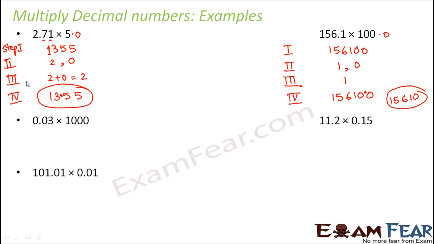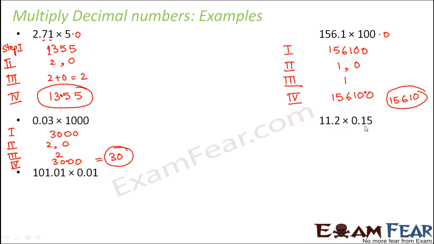Let us now look at the third example where we have 0.03 multiplied by 1000. So forget the decimal sign. So the product would be 3000. In the second step, let us count the number of digits after the decimal point. Here it is 2 and here it is 0. In the third step, find the sum, which is 2, and in the fourth step, let us place the decimal point. So we will place the decimal point here. So the answer is 30.